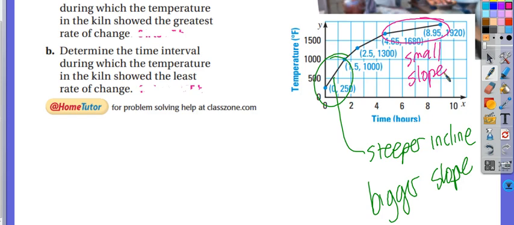Any questions? We're going to do a little exercise here after we get done with the homework. We're going to hopefully solidify this idea a little bit more. Slope and rate of change are the same thing. The slope of the graph and the rate of change are the same thing.